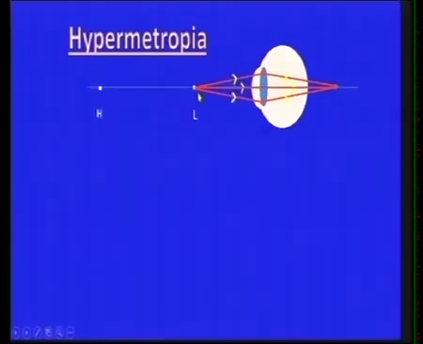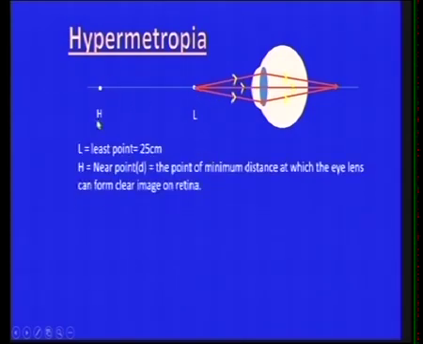When the object is at least distance, the image forms behind the retina. Here the minimum focal length is greater than 2.27 centimeters, so that's why the image is formed behind the retina. Here L is the least distance, that is 25 centimeters, and H is the near point. The near point means the point of minimum distance at which the eye lens can form a clear image on the retina. If you place the object before this point, you are not able to see the object clearly.